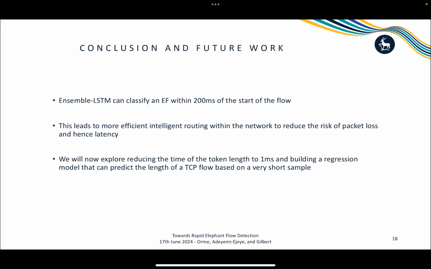We have demonstrated the model can classify elephant flows in 200 milliseconds on 2 representative datasets, which leads to a reduced risk of packet loss and hence latency. Our future research will reduce the tokenization data bins from 10 milliseconds to 1 millisecond and also develop a regression method so that we can predict the length of a flow based on the first few hundred milliseconds of data. Further research will investigate continuous learning so that the model can be reliably updated as the dynamics of IP networks develop in real-world applications.